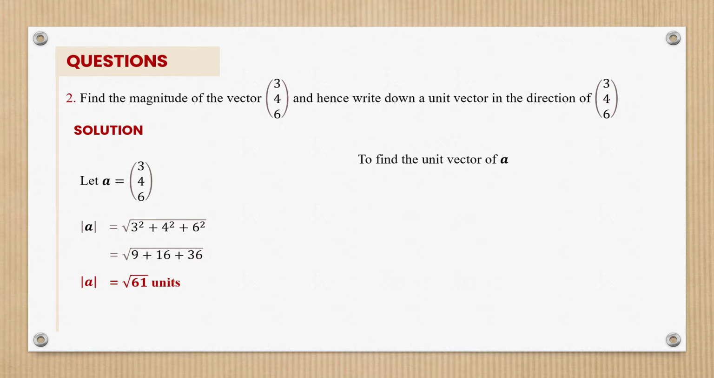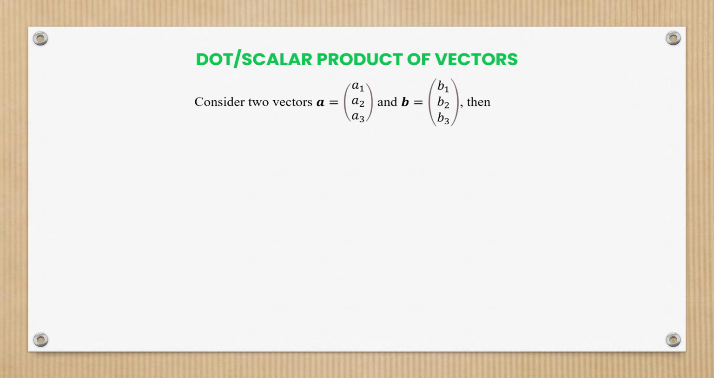Now to find the unit vector of A, it's also going to be found from this formula. So we're going to have A divided by the square root of 61. Of course, this is basically the same as 1 over the square root of 61 times the vector A. So this can be written as the column vector A, (3, 4, 6), multiplying 1 over the square root of 61, and that's the unit vector.